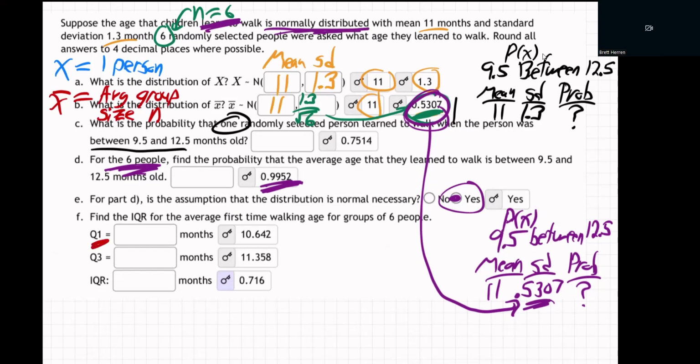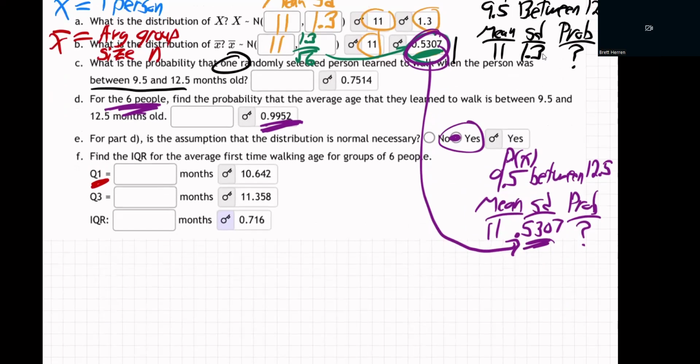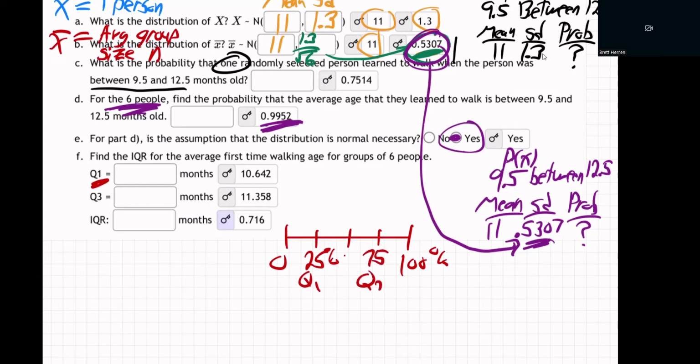Question here. Q1, what's that? Those are quartiles. Remember, it's a ranking system from 0 to 100%, with 50 in the middle. Right here would be 25%, which is Q1. And this is 75%, which is Q3. It's a ranking system from 0 to 100, like a football game, basketball game. This is the end of the first quarter.